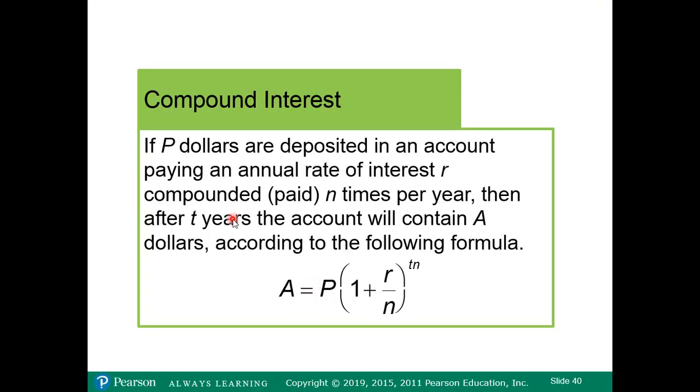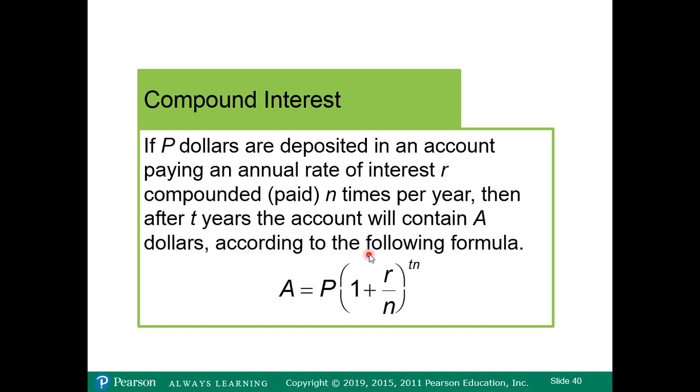Okay, so now what if it's different than a year? Okay, so compound interest. So here's the general formula. If P is the number of dollars deposited in an account, so we're assuming a one-time deposit and we're letting it ride for a number of years, paying an annual interest rate of R as a decimal, compounded n times per year, okay? Then after t years, the account will contain A dollars, okay?